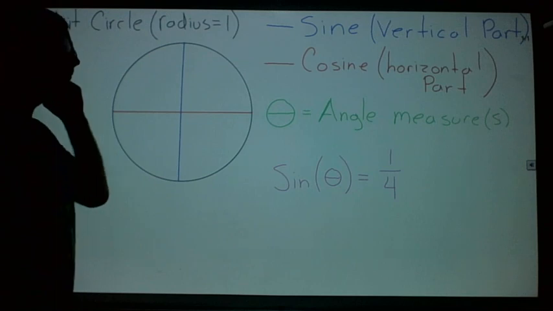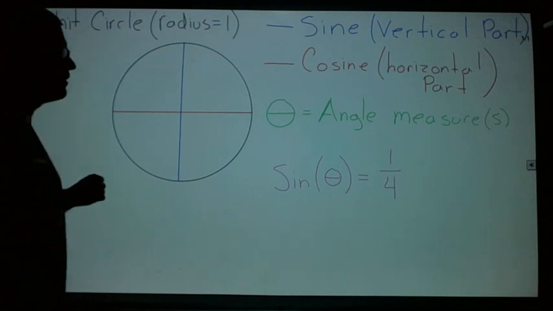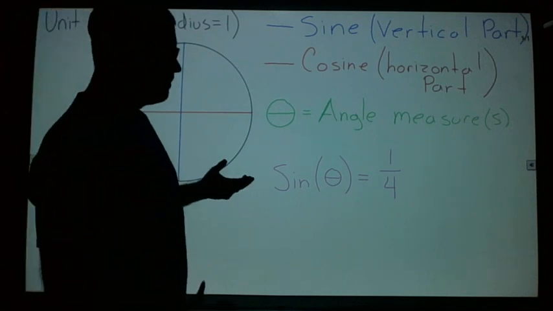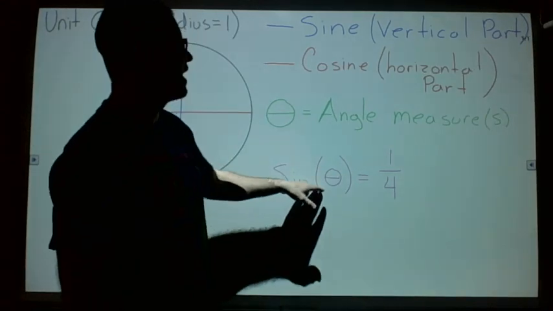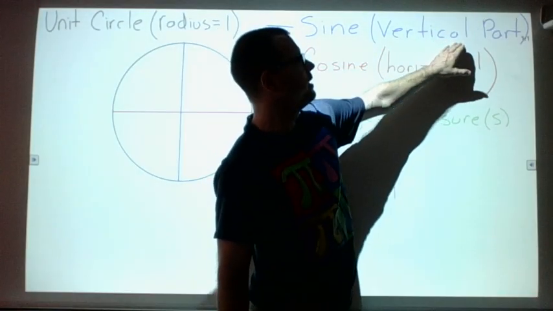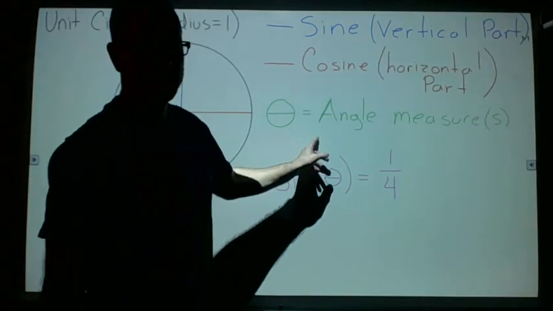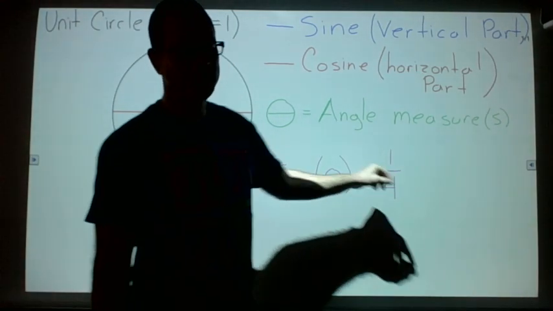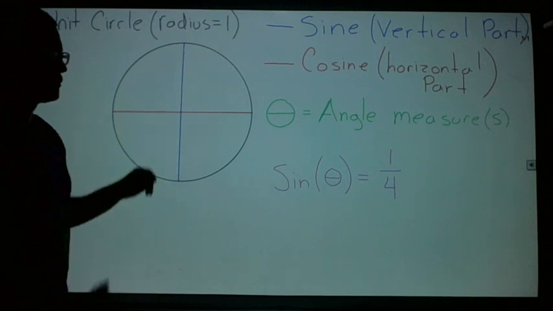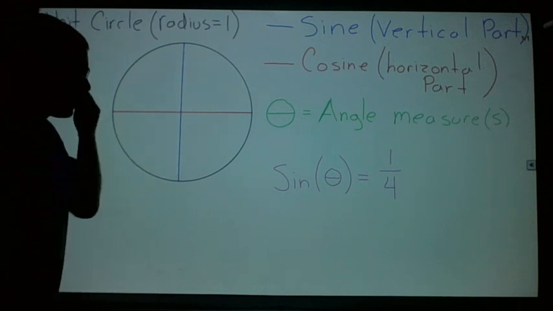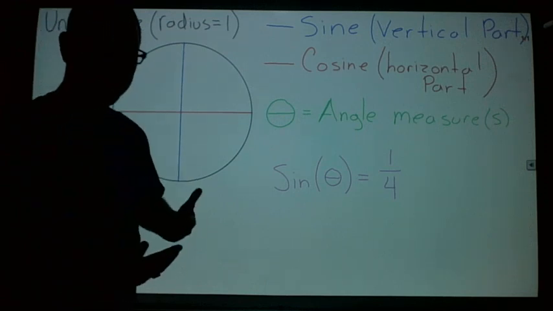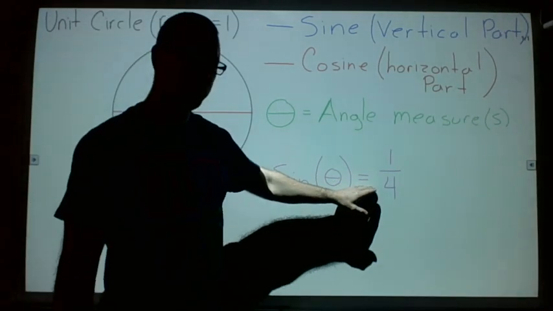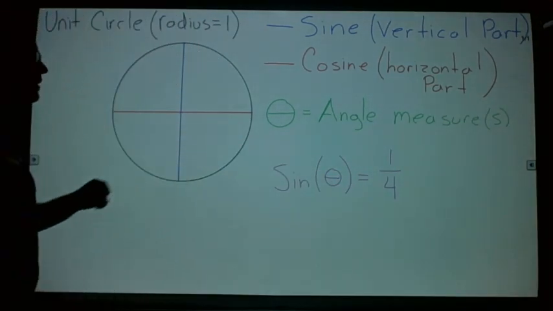So let's break that down. First off, what it's telling me, if I interpret this equation, is that the vertical part of my angle measure is 1/4 of the unit circle's radius. Okay. So I'm going to sketch that out on the unit circle. I'm going to put the sine theta equals 1/4 on my unit circle.